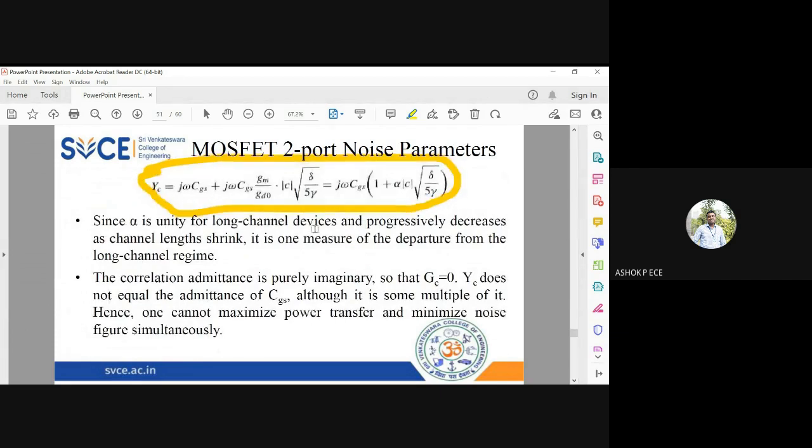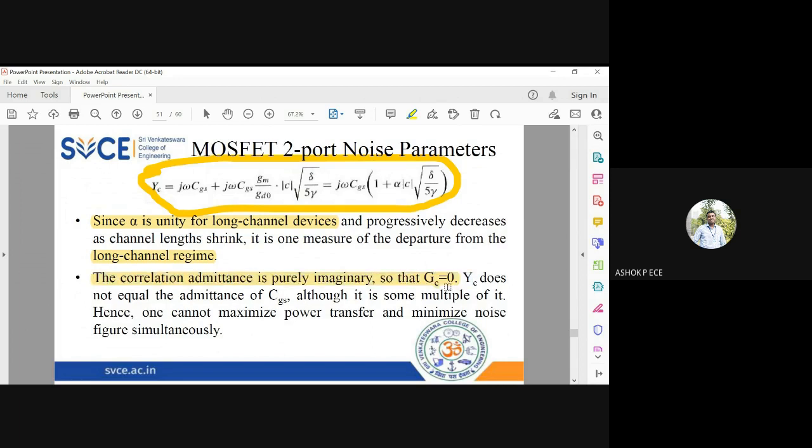Since C is a complex number, wherever you have C, you are going to put the modulus of C, that is, you take the magnitude of the correlation coefficient. And alpha is unity for long channel devices. So for whatever long channel approximation you make, you can substitute alpha equal to 1 directly, whereas for short channel devices the value of C will be there and alpha is not going to be equal to 1. So the correlation admittance is purely imaginary, so that GC is going to be 0.